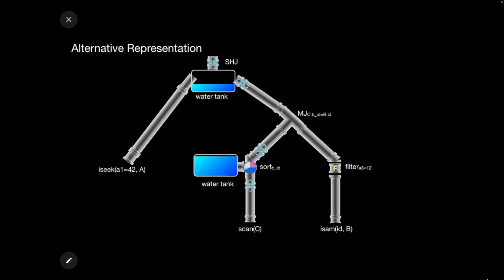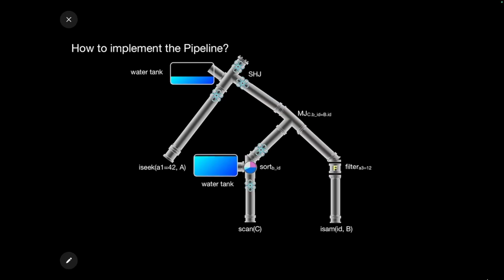Okay, so here's an alternative representation for the same plan with all these water tanks here. And now let's talk about how we implement that. How do we implement the pipelines? This visualization with water is nice, but what are the interfaces for that anyway, if I do it like that? And there are many, many abstractions in databases.